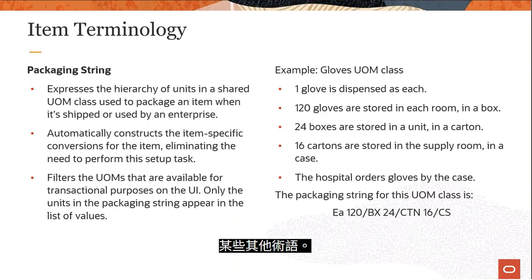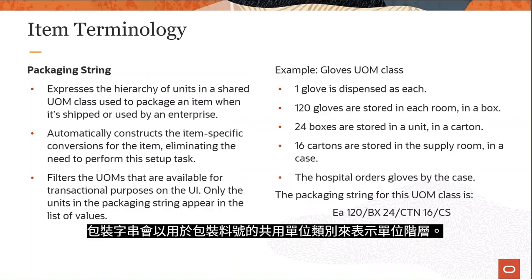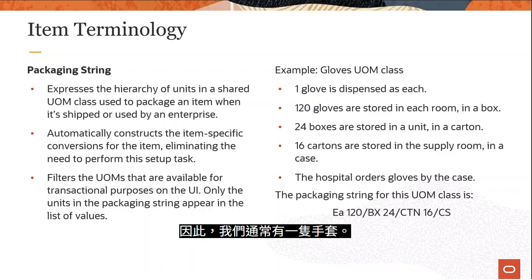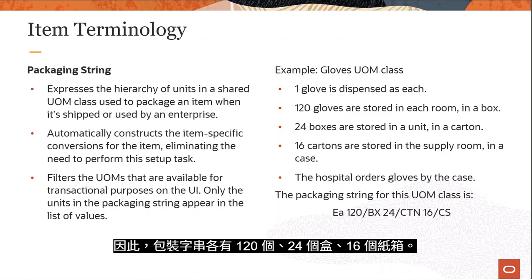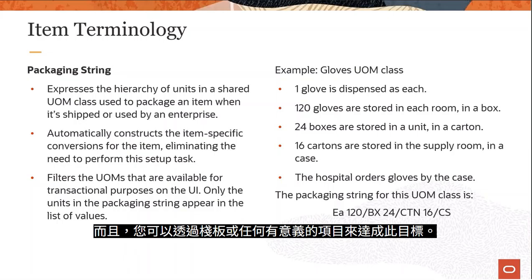Some additional terminology. The packaging string expresses the hierarchy of units in a shared unit of measure class used to package an item. For example, we have the gloves. One glove is, we generally have a pair of gloves. We have one for each hand. In this case, we have a box with 120. There's 24 in a carton, and we can have 24 cartons in a case. So you could have a packaging string of 120 each, 24 box, 16 cartons in one case. And you can do that with pallets or whatever makes good sense.